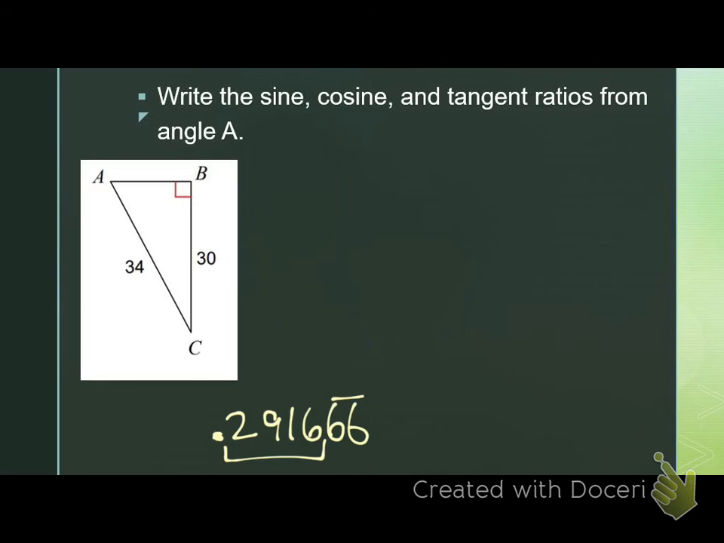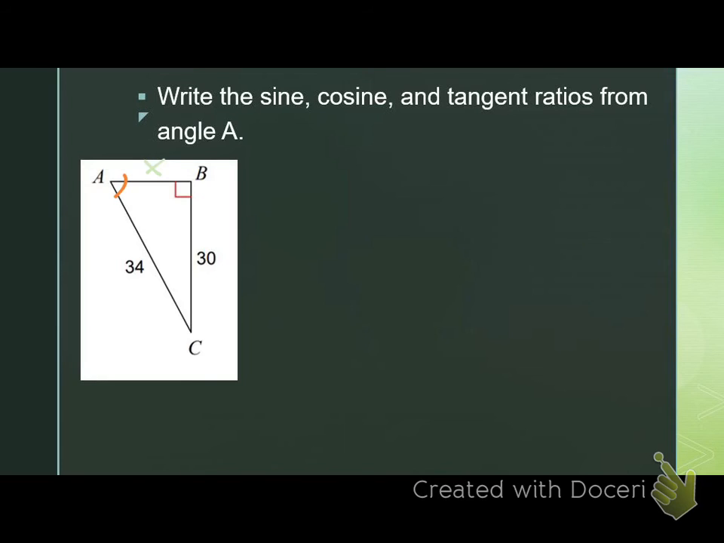Okay. All right. We do one more like this, and then I'll show you what your homework looks like. Write the sine, cosine, and tangent ratios from angle A. So what do we notice about this triangle? It's a right triangle. What else do we notice? It's missing a side.